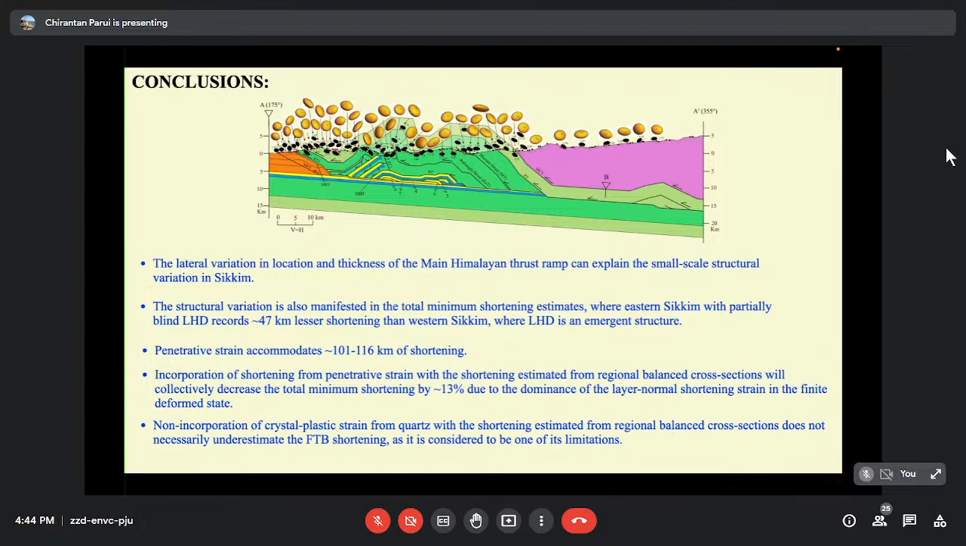And this study illustrates that the non-incorporation of penetrative strain with the shortening estimated from balanced cross-sections does not necessarily underestimate the full thrust-belt shortening, as it is considered to be one of its limitations. So with this, I'm going to conclude the presentation. Thank you for listening, and if there are any questions, I'll be very happy to answer them.